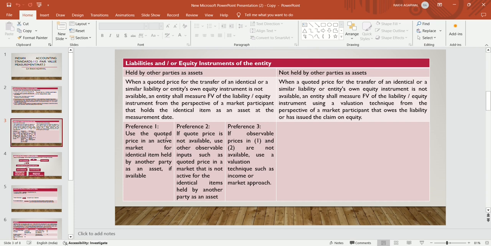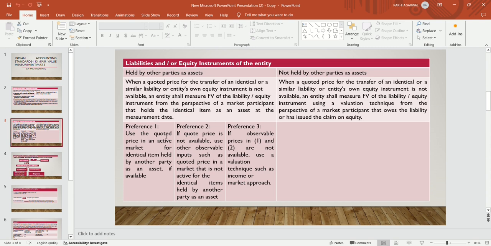Preference 2: if the quoted price is not available, use other observable inputs, such as a quoted price in the market. Suppose the price of the similar item is not present, and the value of the share is similar to Reliance Industries. You will take the price of the similar item, that is Reliance Industries, make the adjustment and then find out your price. So use a quoted price in a market that is not active for the identical item held by another party as an asset.